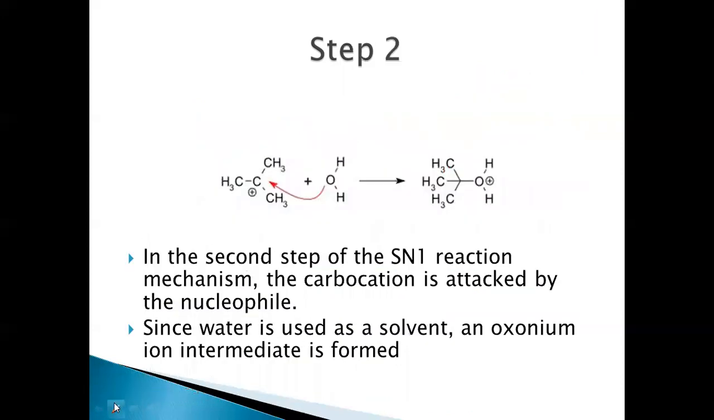Let's go to the second step. Now this carbocation, the tertiary butyl carbocation which is formed, reacts with water to produce the tertiary butyl oxonium ion. So this is another intermediate which we can see formed during the mechanism of this SN1 reaction, resulting in the formation of the tertiary butyl oxonium ion. So the tertiary butyl carbocation reacts with water, resulting in the formation of an oxonium ion intermediate.